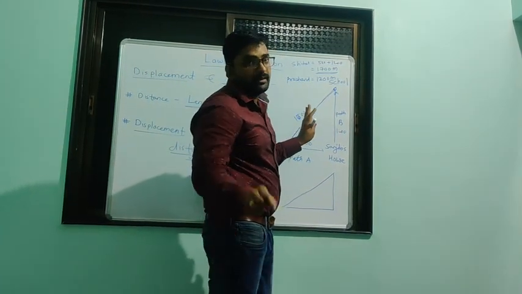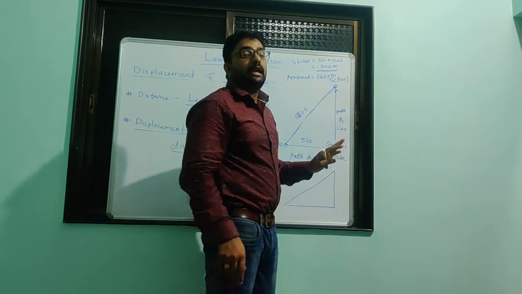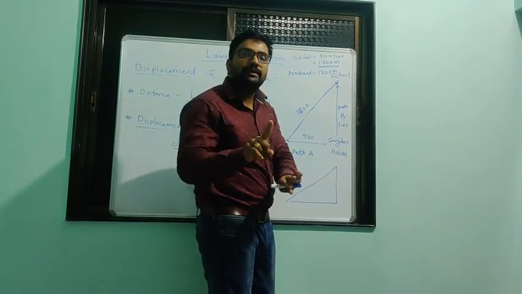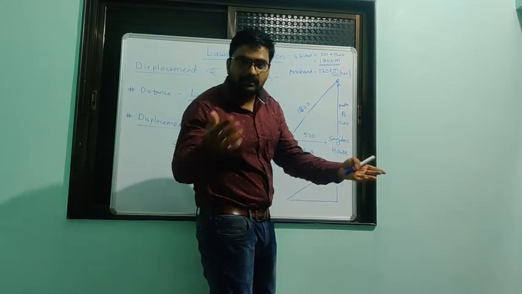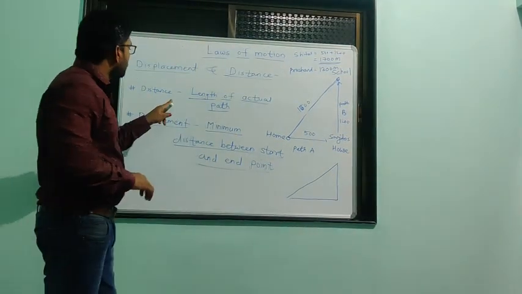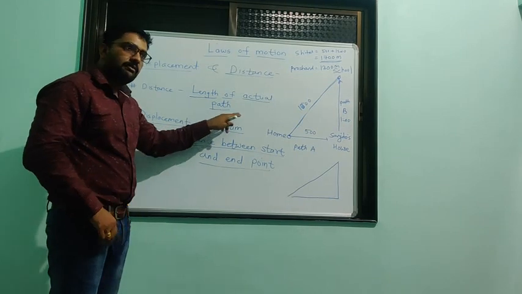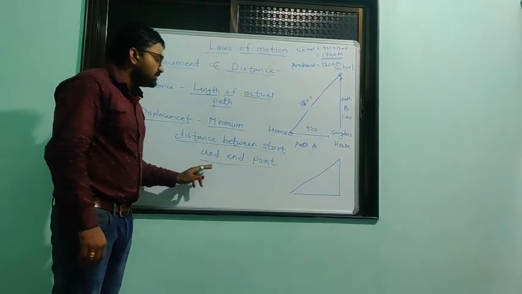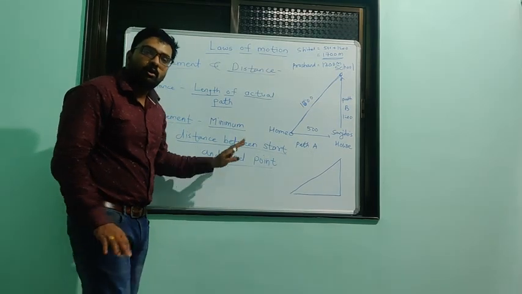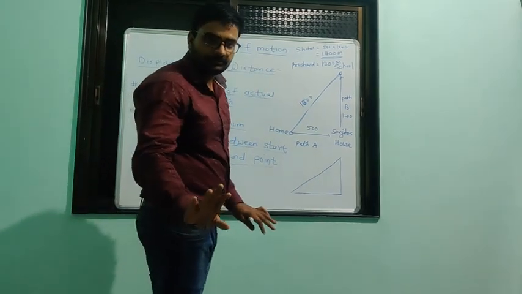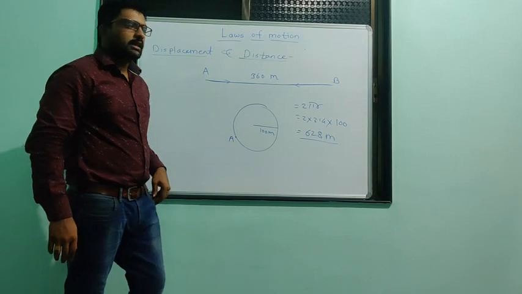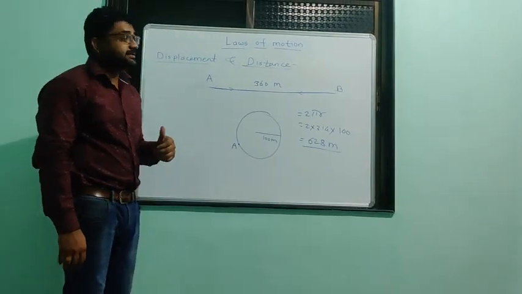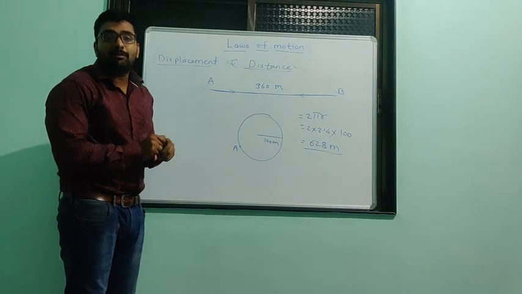Okay, so from this example we understood that distance and displacement are two different things. Simply, distance is the length of the actual path covered, and displacement is the minimum distance between the start and end point. Now we have to see some more examples of distance and displacement, and how they are different from each other.